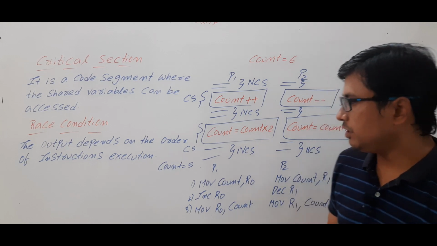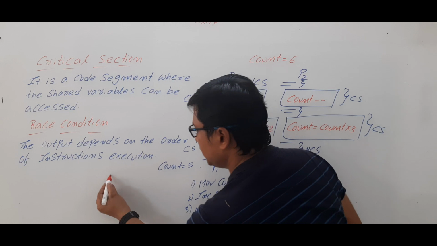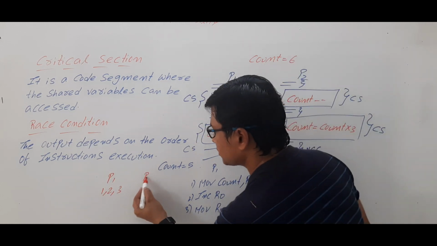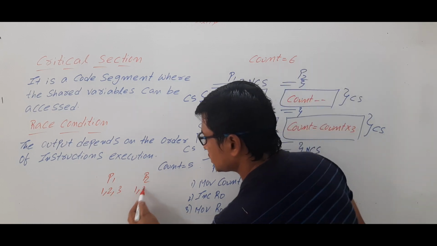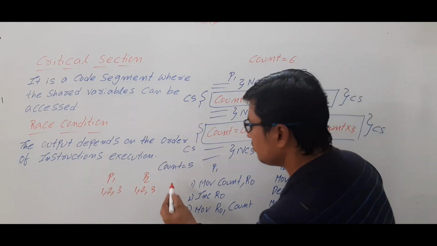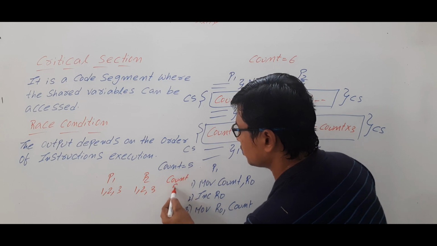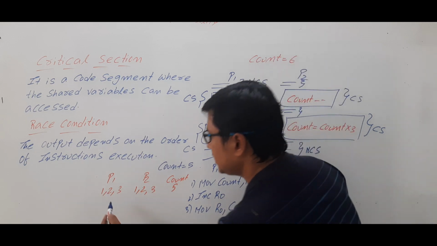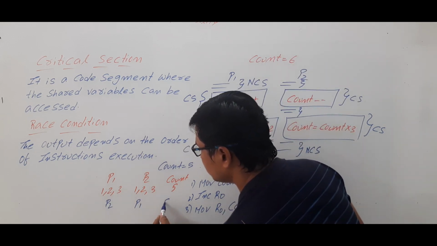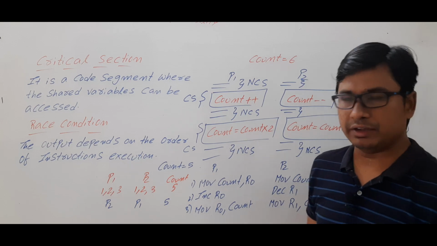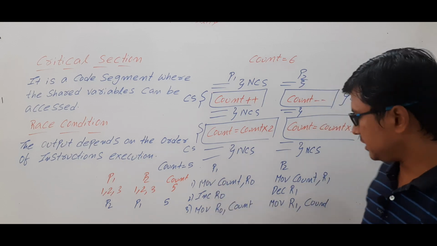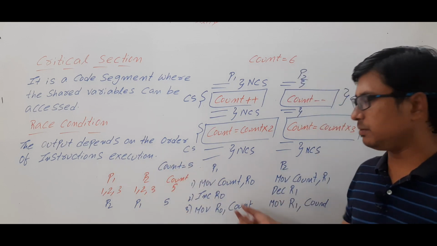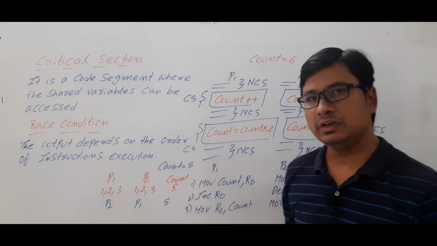Now if you execute them in serial order, P1 executing instruction 1, 2, 3, then process P2 executing instruction 1, 2, 3, then the final result will be count = 5. Similarly, if you execute all the instructions of P2 and then P1, your final result of the count variable will also be 5, because at one place you are incrementing, at one place you are decrementing. If you increment, it will become 6. Again, if you decrement, it should become 5. That is data consistency.